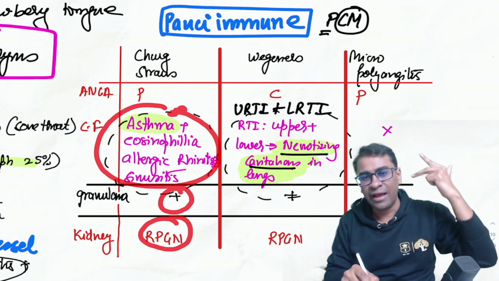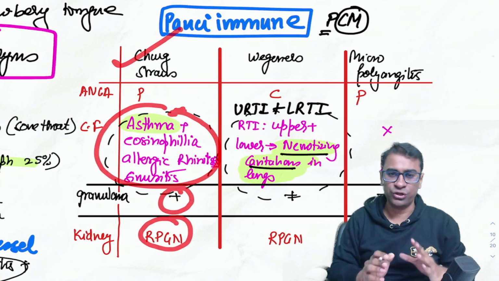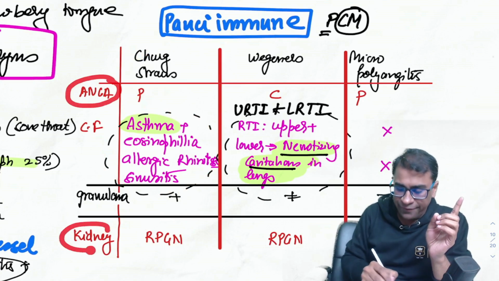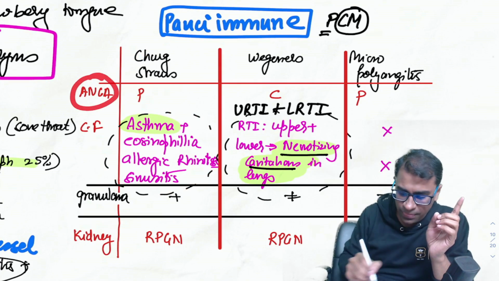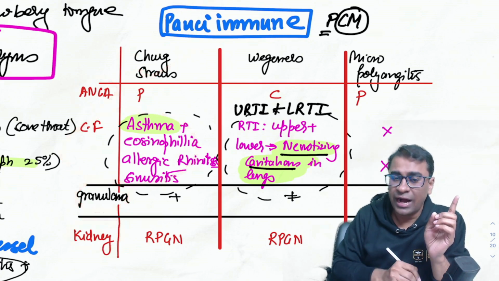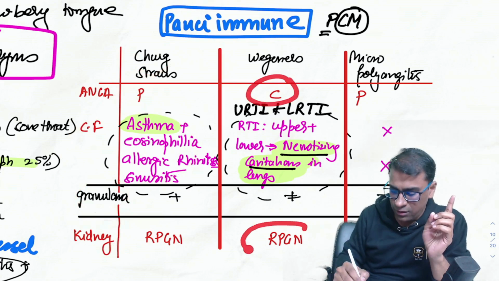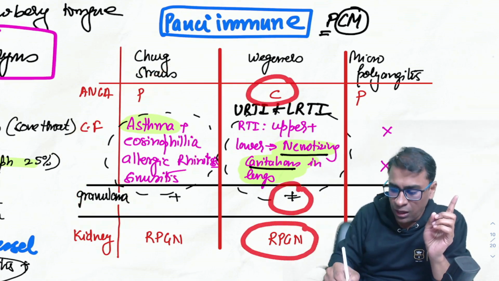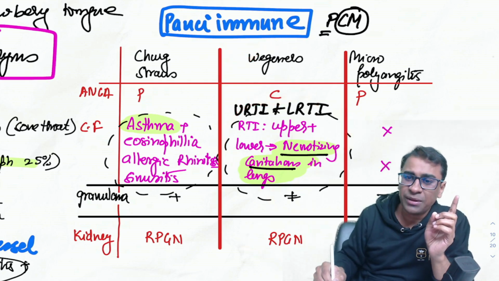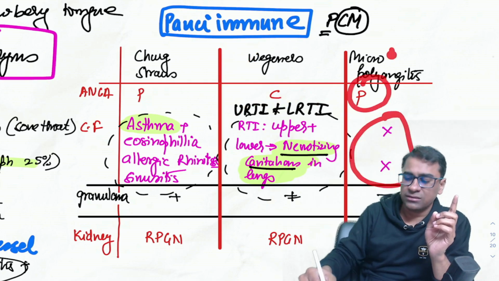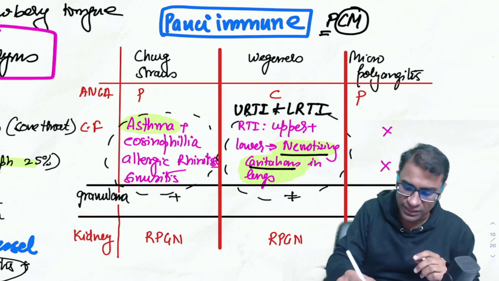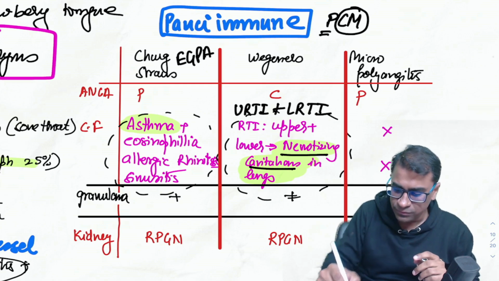Asthma, eosinophilia, and allergic rhinitis with sinusitis is Churg-Strauss syndrome. So understand this. If a patient has ANCA, RPGN, granuloma, and asthma, it is Churg-Strauss. If a patient has ANCA, RPGN, granuloma, and upper and lower tract involvement, it is Wegener's. If a patient only has RPGN and ANCA, nothing else, it is microscopic polyangiitis. That's it. Okay?